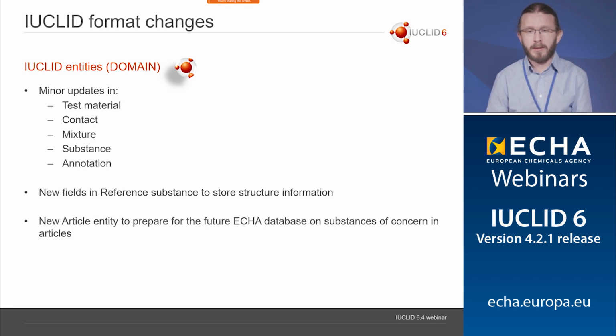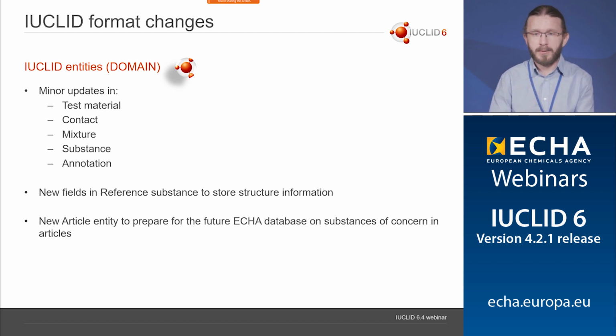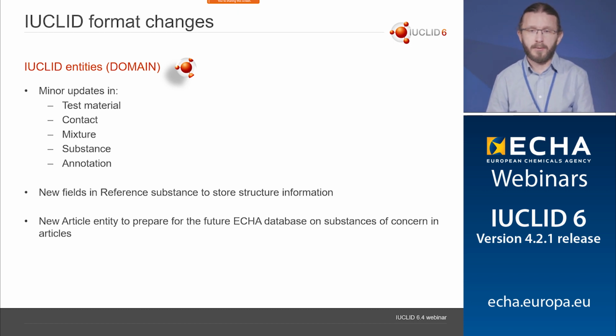Maybe one change to note here is the introduction of new fields in the reference substance to store structure information. In the backend of Euclid, we also introduced a new entity, or a new form, to collect article information. Although this is not visible for users via the user interface of Euclid, it's already released with Euclid 6.4 at the format level. This was done in order to prepare for the future ECHA database on substances of concern in articles.